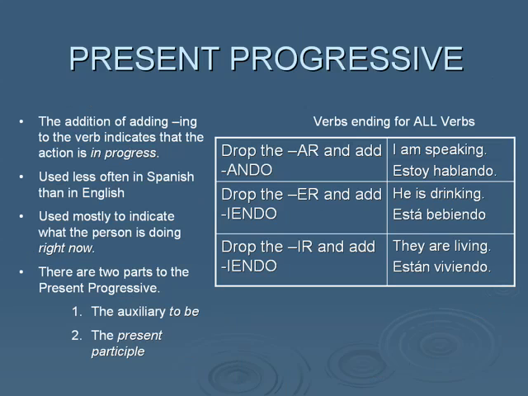The present progressive is used to indicate what the person is doing right now or an action in progress. So there's two parts to this, the verb estar, to be, and the present participle. So you drop the AR and you add ando, and for ER and IR you add yendo.